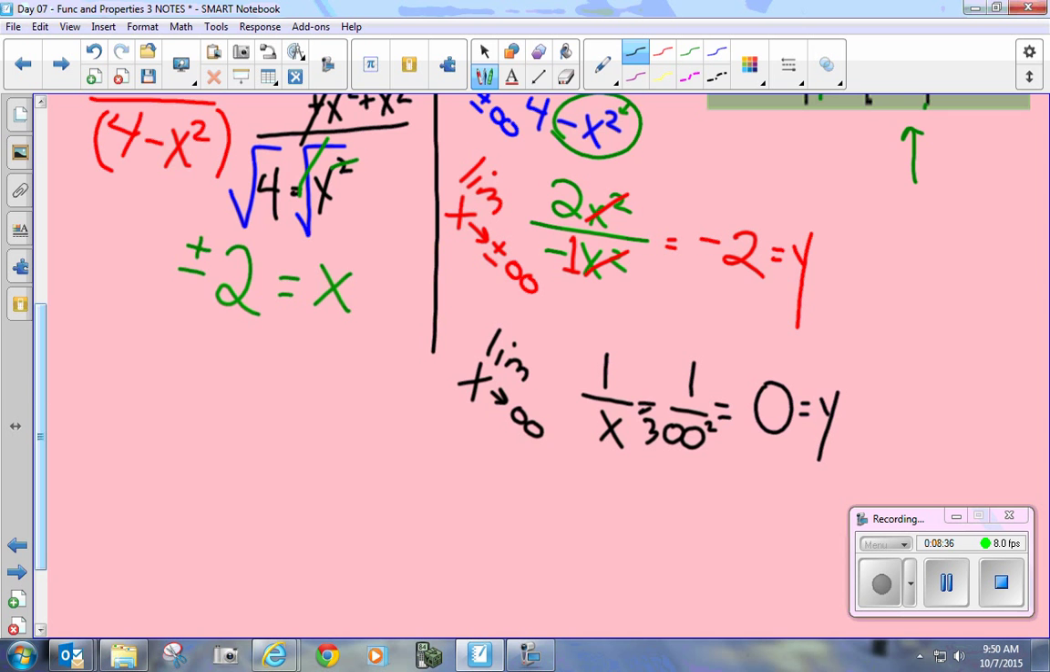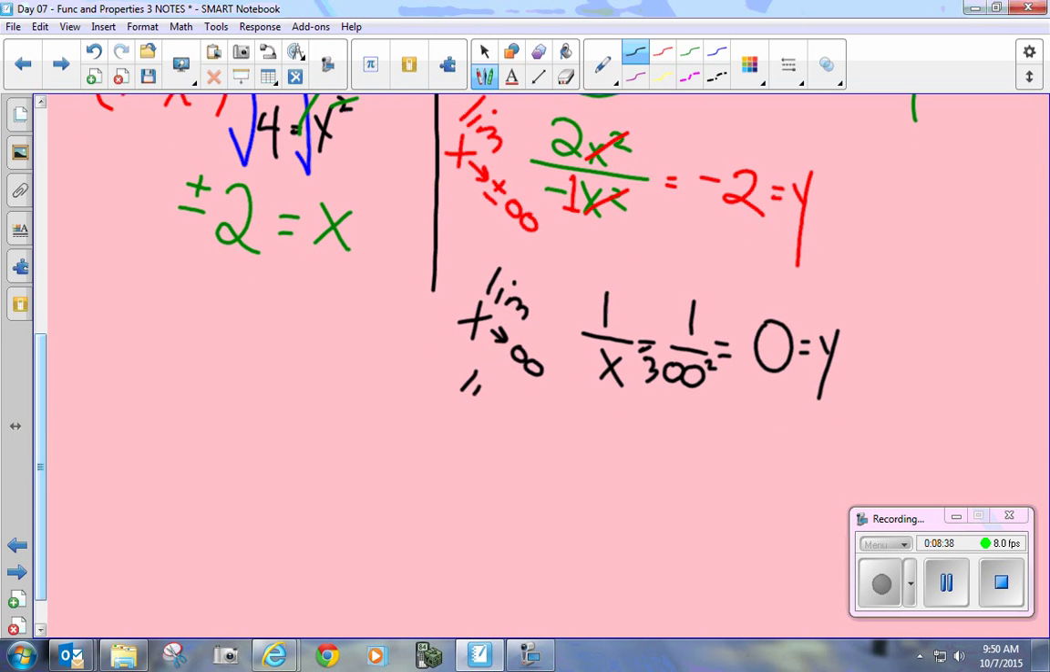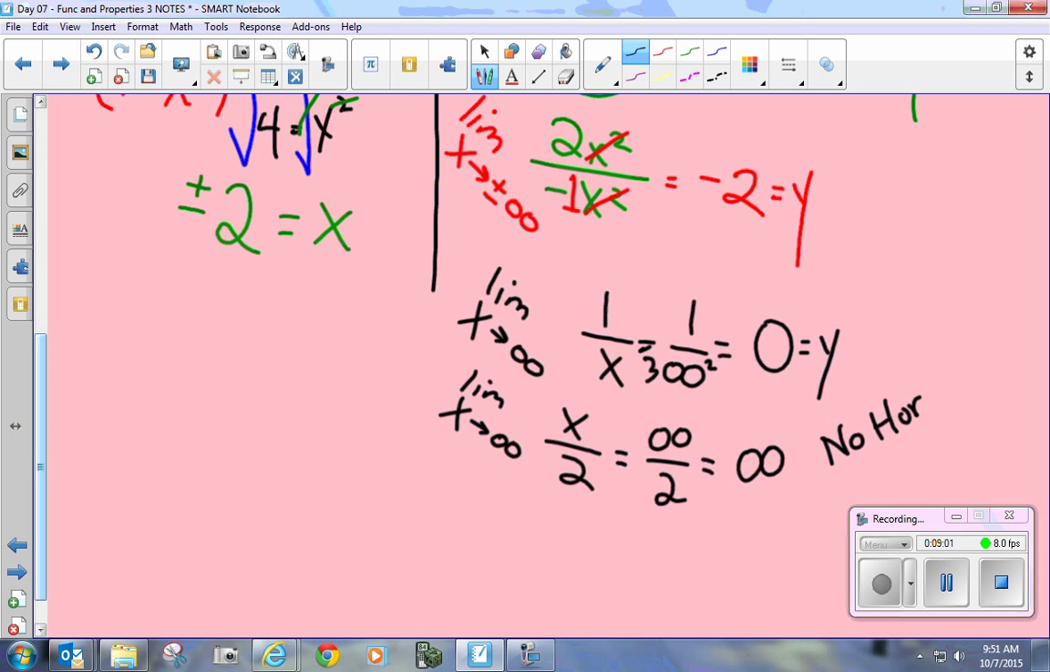Now what happens if it was vice versa? What happens if we have the limit as x approaches infinity of x over 2? Well, now my infinity goes on the top, right? What does that approach? The top is bigger and bigger. It just gets bigger. There's no number. It actually approaches infinity. And if that's the case, we say there is no horizontal asymptote.